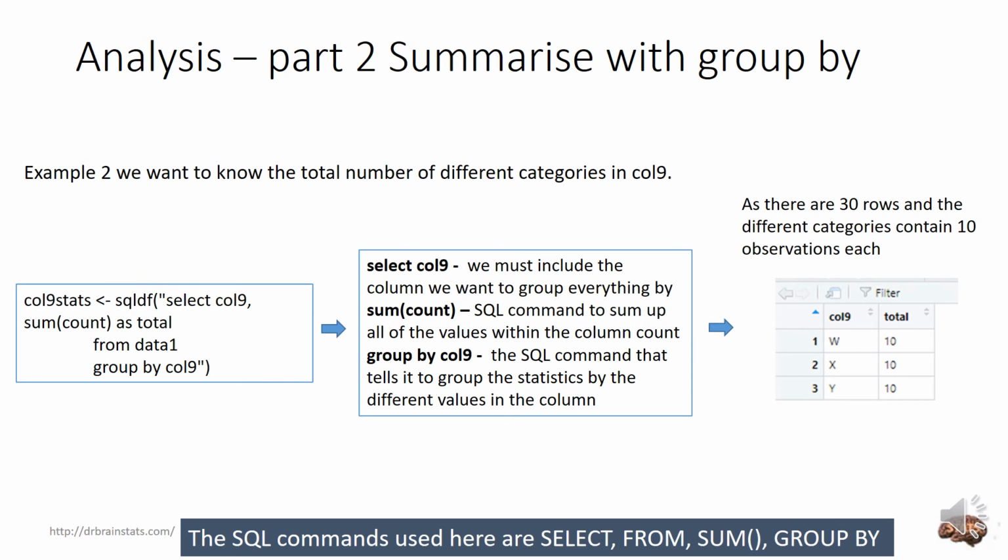So now this leads us to the group by statement. In this example, we want to know the total number of different categories in column 9. So we need to look at the code in a group by statement. Select col 9. We must include a column we want to group everything by. Sum count. This is a SQL command to sum up all the values within a column count. And we also have now group by col 9. This is the SQL command that tells it to group the statistics by the different values in the column. As there are 30 rows and the different categories contain 10 observations each, as shown.